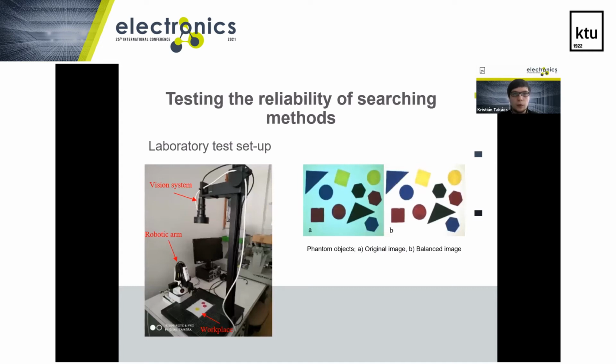The proposed sorting system in the form of the laboratory setup for testing the reliability of the used searching methods is shown on the left side of the screen. The testing was focused on measuring the reliability and speed of the previously mentioned searching methods for searching specific objects in the captured image of the workplace. The right side of the screen shows the comparison of the captured original image of the workplace and the balanced version with the phantom objects in the form of simple geometrical shapes.